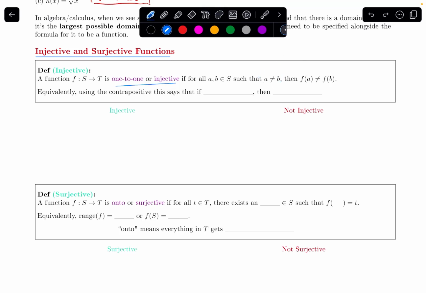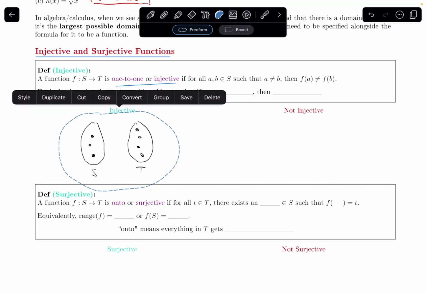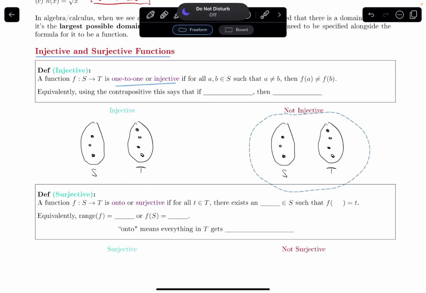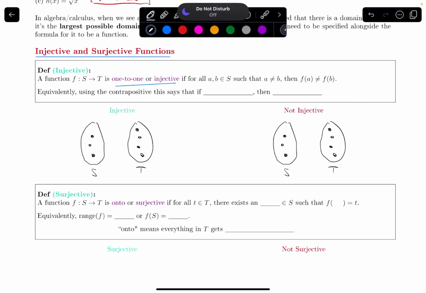So let's draw a diagram to get a visual sense of what this means. Let me draw an oval for my domain, S, and an oval for the codomain T. And maybe in the domain there are three elements, and maybe in the codomain there's four. I'm also going to draw a diagram of something that's not injective, so let me just copy these set of dots here. Okay, and for something that's injective, all these inputs have to get mapped to different outputs. So maybe this second one gets mapped to this one, and maybe the third one gets mapped to that one. So there are no two inputs that have the same output.